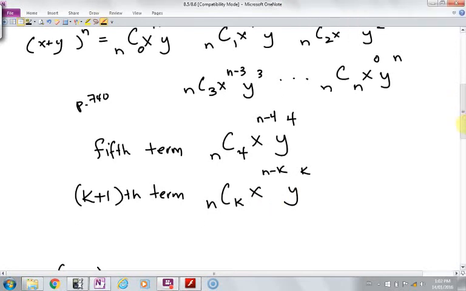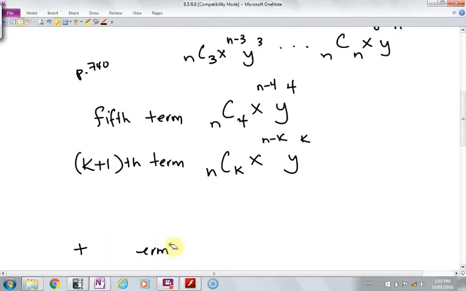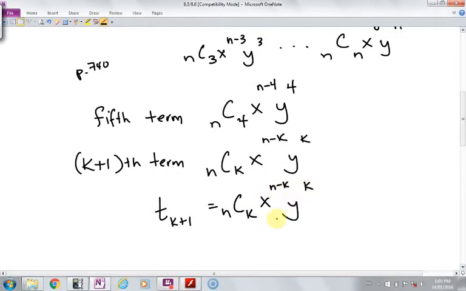Actually, what they have on your formula sheet is, let's get rid of this. It says t sub k plus 1. So it means the term that is the k plus 1th term. And then they have n choose k, x to the power of n minus k, y to the power of k. All right, you'll see it on your formula sheet there if you look for it. So you don't have to have it memorized, but you do have to understand what it's telling you. And it's telling you that any term in the binomial expansion can be generated here. How do we get the first term? What is k for the first term?